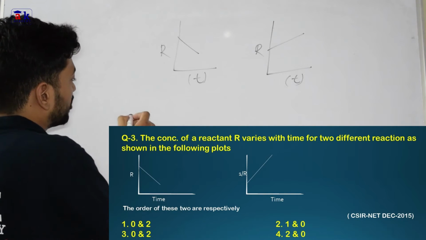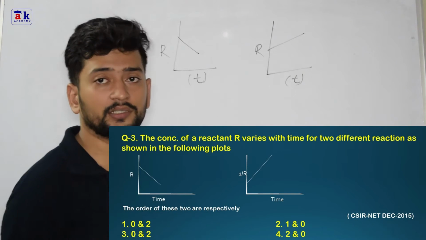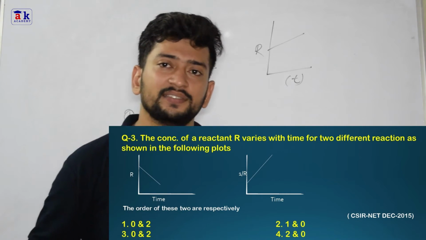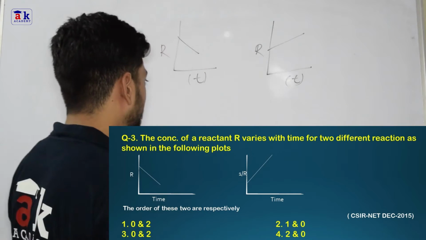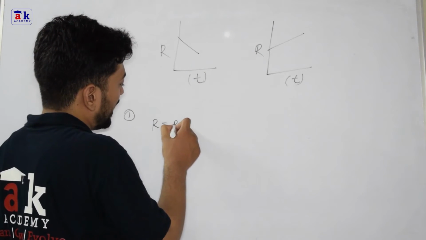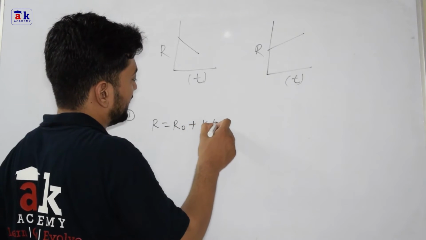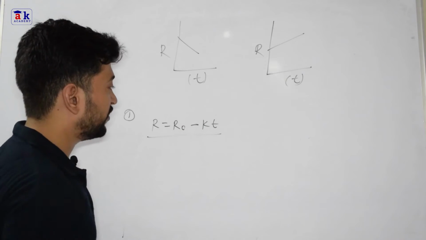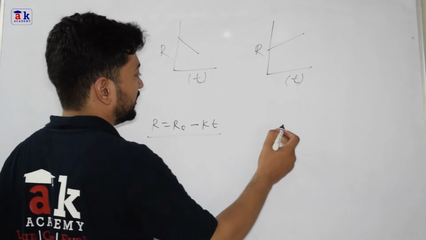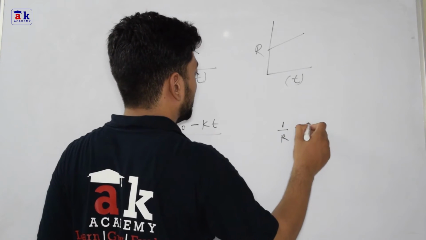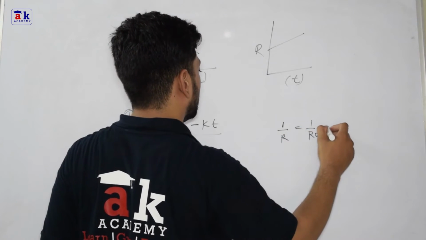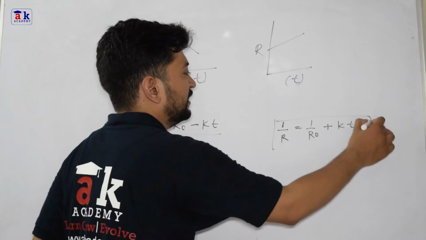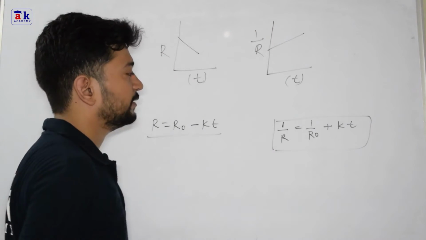Now first of all you should know the equations for the zero order, first order and second order reactions. In the zero order reaction, we have the equation R is equal to R naught minus KT, right? So this is the equation for the zero order reaction. And for the second order, we have 1 upon R is equal to 1 upon R naught plus K into T. So this is the equation for the second order. Here we have 1 by R, right?